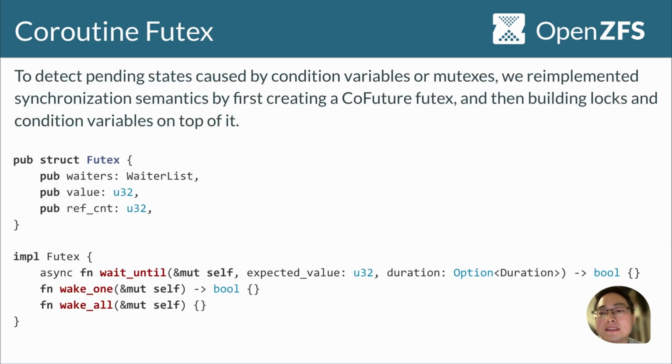Also, to detect the pending state caused by conditional variables or mutexes, we need to re-implement synchronization semantics. We implement a coroutine futex, which has similar semantics to the kernel futex. It also has wait until, wake 1, and wake all.